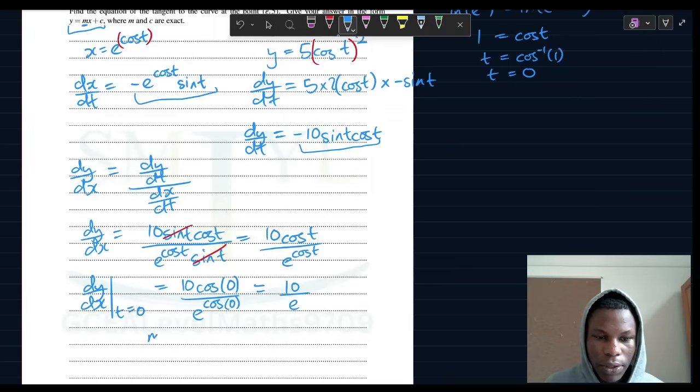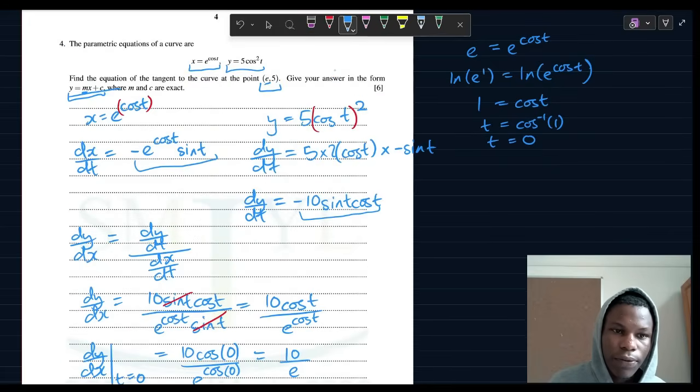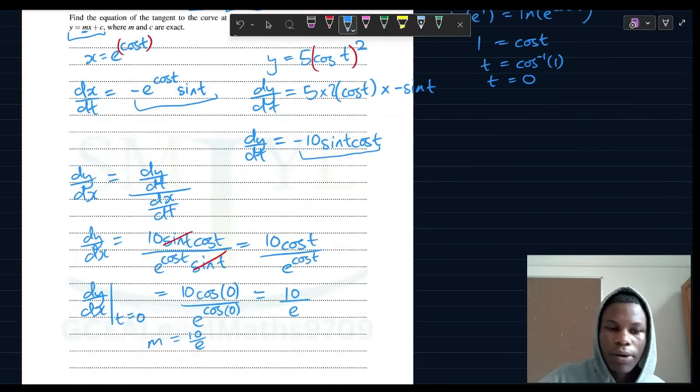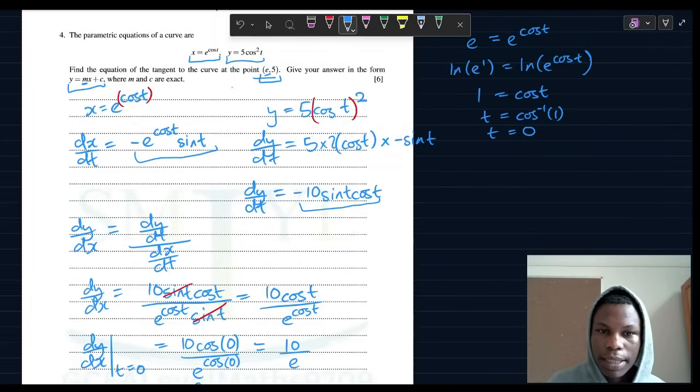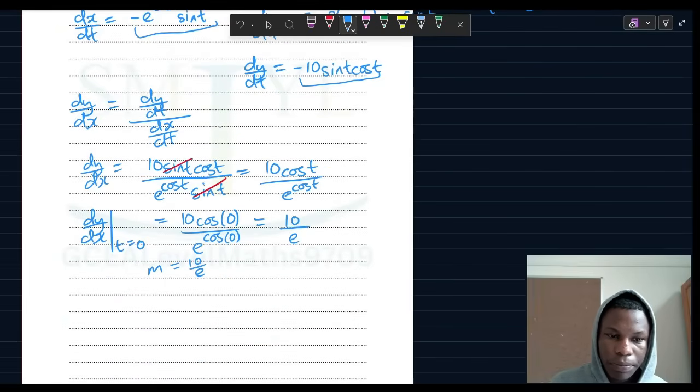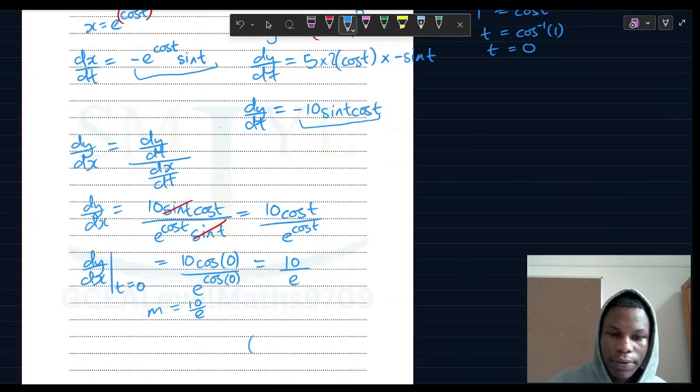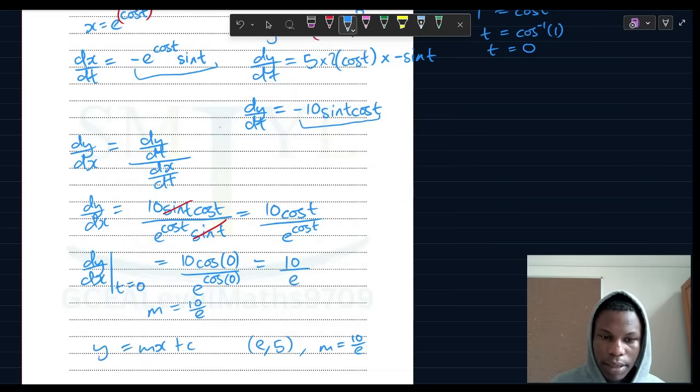So I'm just going to make a note. m is equal to 10 over e. In our y equals mx plus c here, we found what m is. And now what we can do is just use this set of coordinates as well as our value for m to find what c is. So we have the coordinates (e, 5), and we have m is 10 over e. And so we want to use that to find what c is.